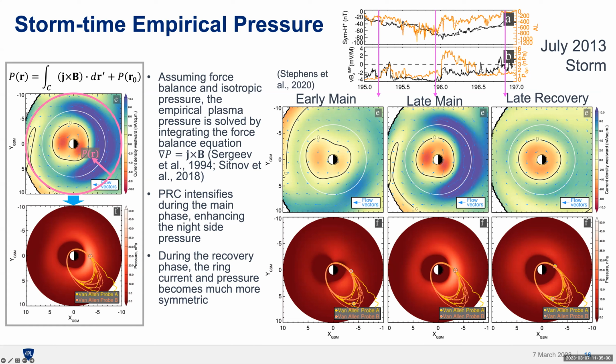You can see during the early main phase, we start to build up a partial ring current system. During the late main phase, we now have this large crescent partial ring current that's quite enhanced. And then during the recovery phase, we return to our classic ring current picture. And we see now we're resolving the pressure associated with this ring current distribution. It initially starts to enhance and then becomes quite enhanced, particularly here on the night side, and then becomes much more symmetric as the recovery phase progresses.